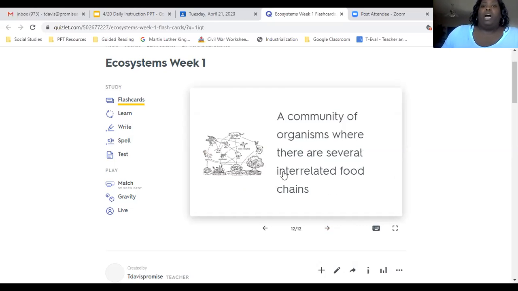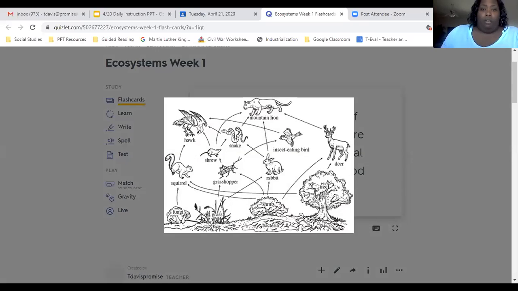And then the final one is a food web. It's a community of organisms where there are several interrelated food chains. A food web is exactly what it says. You have your producers at the bottom, just like in an energy pyramid. Your primary consumers would be the organisms that eat the producers, either an omnivore or an herbivore. Your secondary consumers would be either an omnivore or a carnivore. Your tertiary consumers would be a carnivore, or it could be a scavenger, and then finally a decomposer.